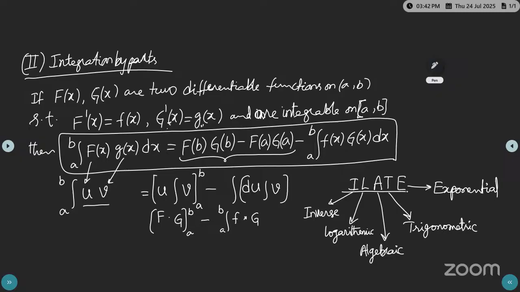You will get the answer more quickly. Note down, write ILATE. Among this ILATE, the one which comes first is to be considered as u, and the next one as v. Then apply the integration by parts formula.